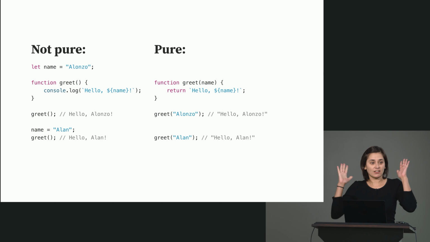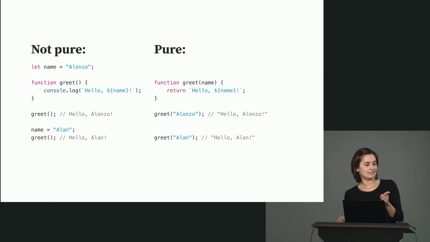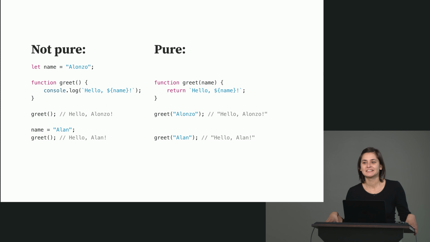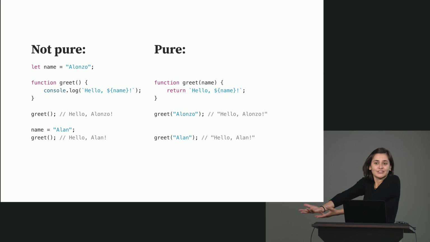What about anything else? Yeah? It's logging to the console, which is not a pure output. Yes, exactly. Logging to the console is not the same as returning a value. What does this function return? Void. Yeah, undefined, right? It doesn't have an explicit return. And in JavaScript, that means it returns undefined. So if it's not returning an output value, it definitely can't be a pure function because it's doing something else, right?